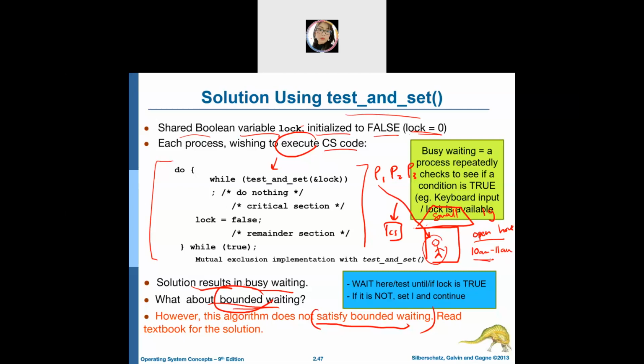It's unlimited, and after that P2 can enter. If let's say P1 stays until 10:45, then at 10:46 P2 enters. So P3 cannot. So it will be a problem if you have bounded waiting.